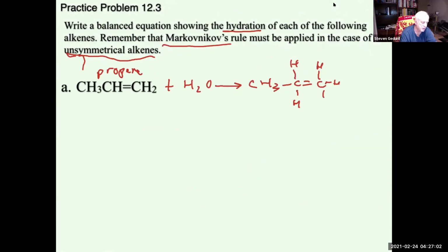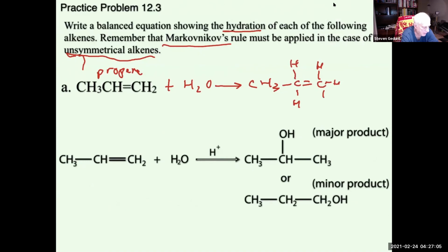Okay, so there's propene. This is a little bit clearer here. This is propene. The water attacks the double bond because of the electron density there. There's a lot of electrons there, a lot of negative charge, and you can attack it with the water. You can get an OH and an H. Okay, so the major product puts the OH there. The minor product puts the OH here.